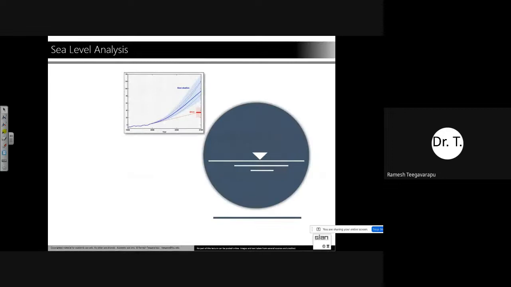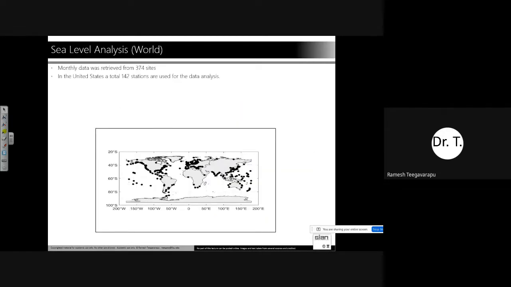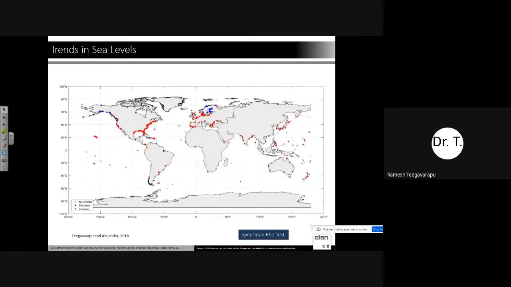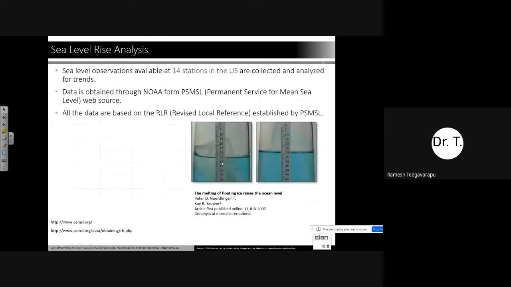So the sea level rise is an interesting issue for both Florida and many parts of the world. We have 374 sites we have analyzed. This work is already published. And you can see that most of the world is experiencing increasing trends. This was done by Spearman's rho test as well as Mann Kendall test. They seem to match with each other. And you can see all the sites around India are experiencing increasing trends. And the eastern seaboard of United States and the western seaboard, some of the sites are indicating that we are having increasing trends in sea level.